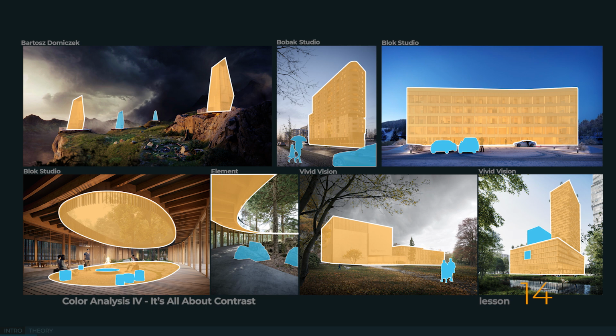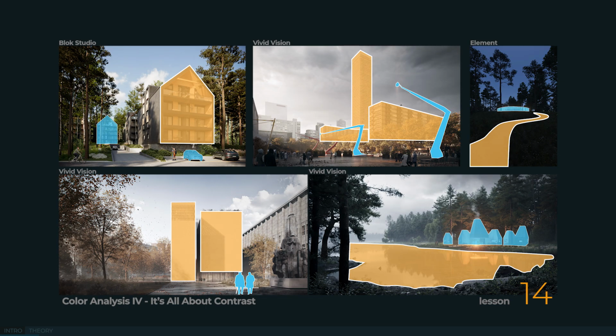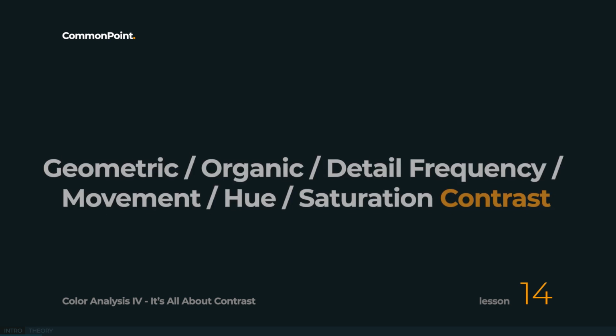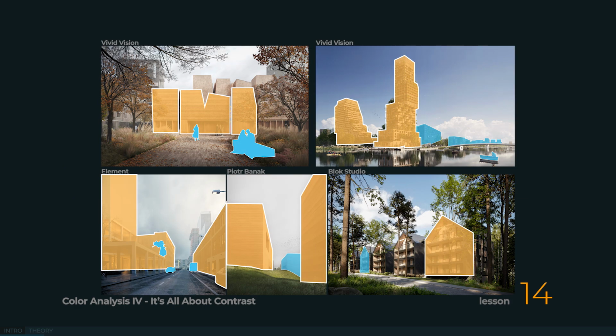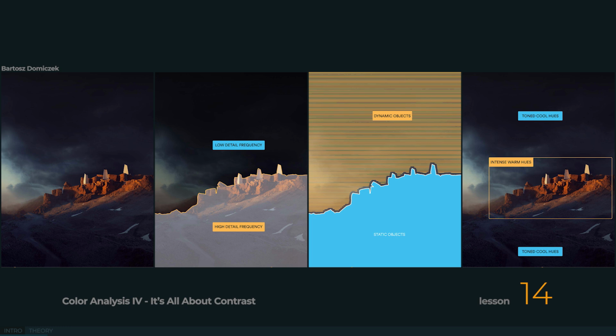There are many different contrasts inside your images, even though you might not be aware of them. Some of them are obvious, some less so, some more important and extensive, and some less important and quite trivial. Contrast in geometry, contrast in organic shapes, contrast in detail frequency, saturation, hue, and tonal contrast. Various different contrasts can be identified in each image. If they are in your images, it means that you have a chance for something cool. If you have absolutely none of them, chances are your rendering might be just not interesting.